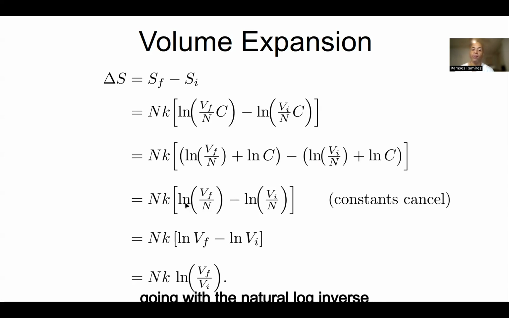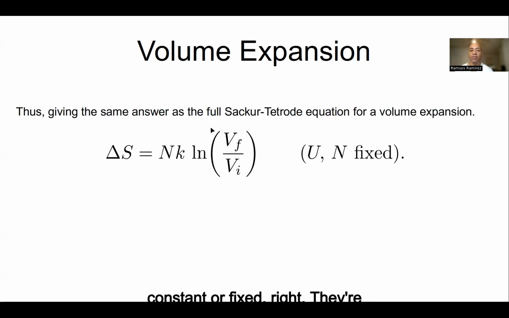And you get a similar thing going with the natural log of inverse N terms here, which will cancel out. And so what you're left with, inside the brackets, is the natural log of V sub f minus the natural log of V sub i, times Nk. And finally, you get this final form, right? So this is the Sackur-Tetrode equation for a volume expansion, assuming that U and N are constant, or fixed, right? So this is it right here. And in the Python code that I'll show you later, I'll show you exactly how much the entropy changes for this case, right?